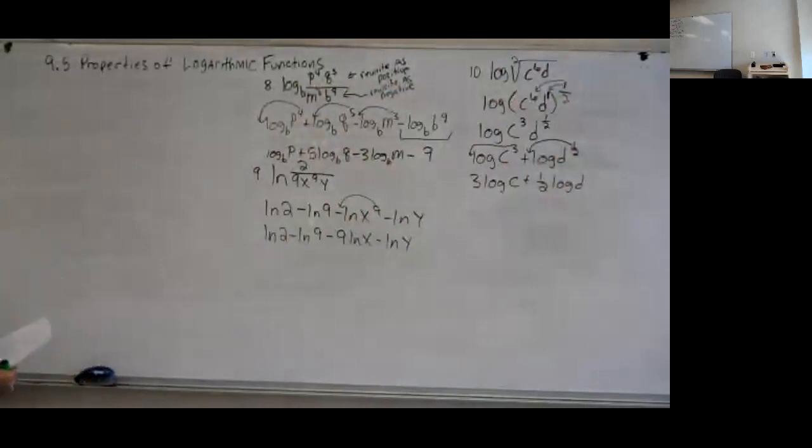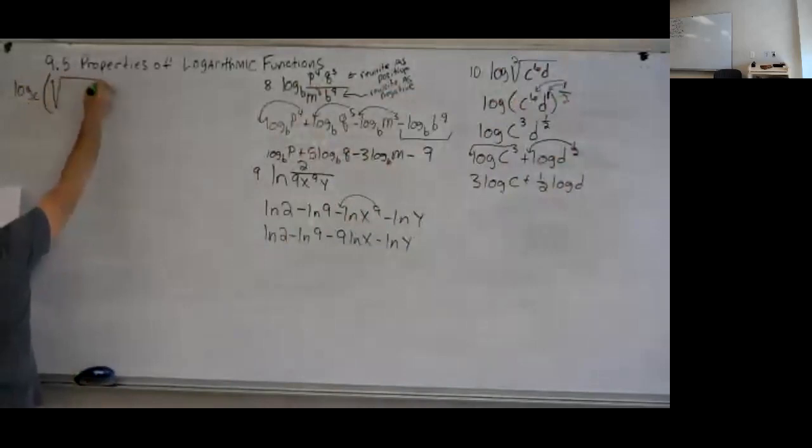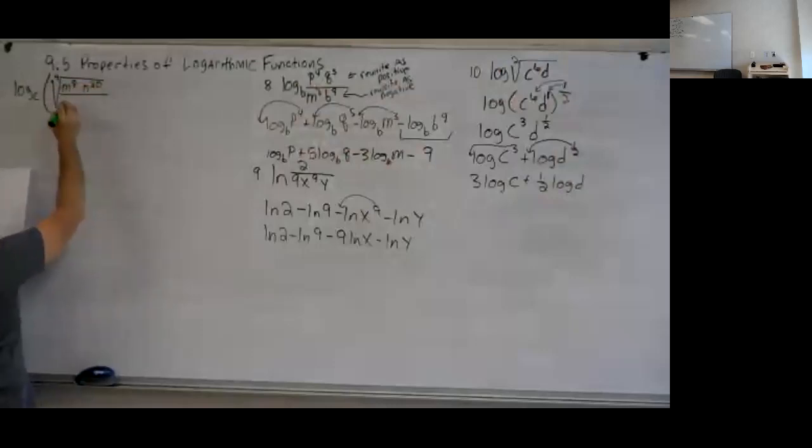So this is number 11? Y'all watch this. They've got log base C, and then big parentheses with a big radical with a 4 on it. Look, the fourth root. Underneath is an M^8, N^20, over C^7 and an A^5.